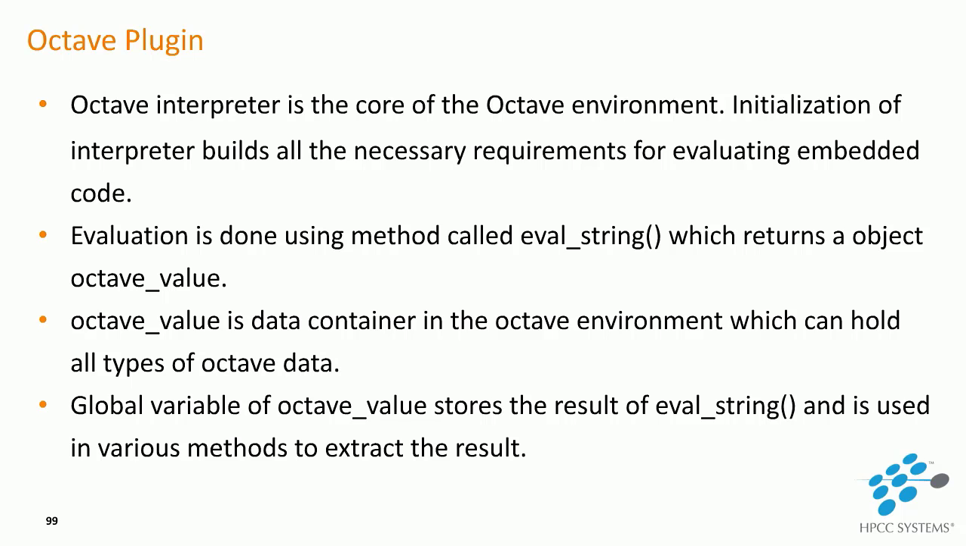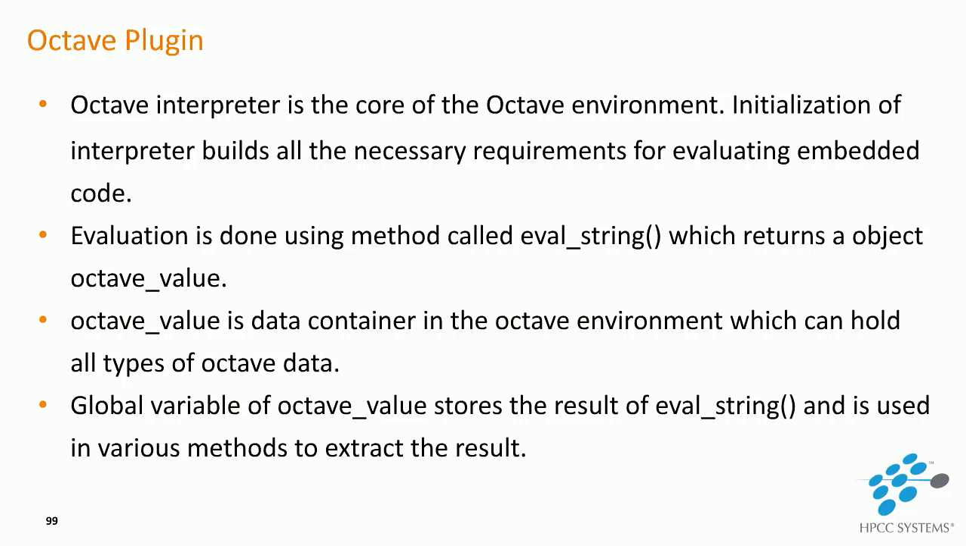As I said, Octave is a query-based language where you write each query. So what happens when I submit a query? Where does it go? This is where it lands: the Octave interpreter. The Octave interpreter is an object which represents the Octave environment. It receives all the queries that you submit, and it evaluates them using a function called eval string, which returns an object of Octave value. What is Octave value? Octave value is the universal representation of data in the Octave environment. It can represent int, it can represent string, because all Octave types are represented using Octave value.